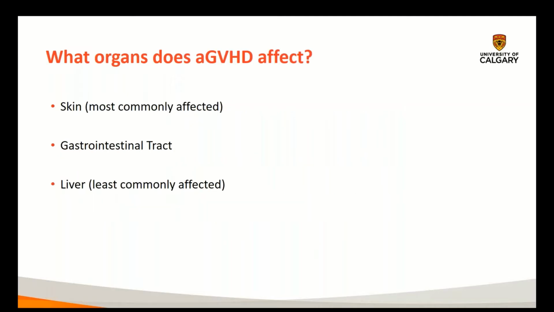And so what organs does acute graft versus host disease affect? And these are the big three. So skin, and this would be the most commonly affected organ, the gastrointestinal tract, and the liver would be the least commonly affected. It's important to know that a patient can have one of these organs involved, but not the others. And this would really be seen most commonly with skin.